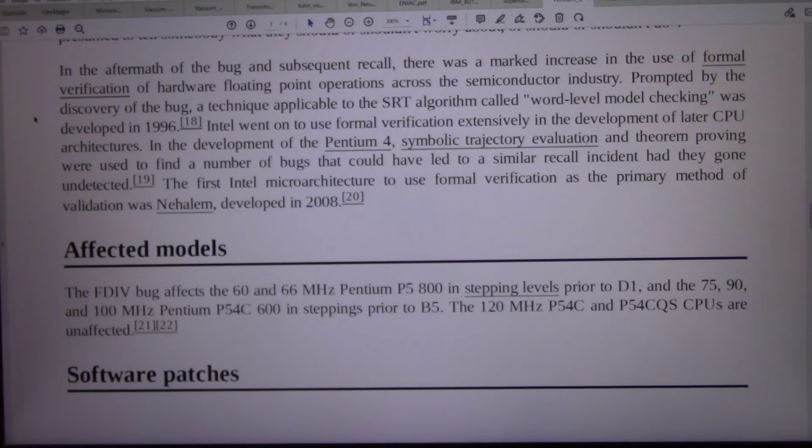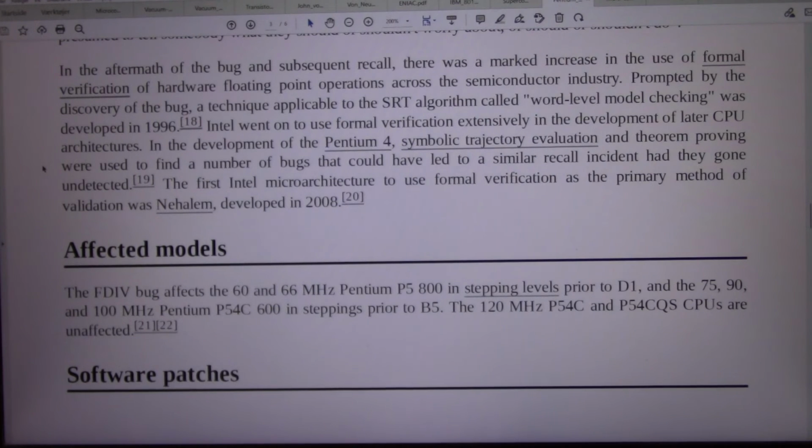Prompted by the discovery of the bug, a technique applicable to the SRT algorithm called word-level model checking was developed in 1996. 18. Intel went on to use formal verification extensively in the development of later CPU architectures. In the development of the Pentium 4, symbolic trajectory evaluation and theorem proving were used to find a number of bugs that could have led to a similar recall incident had they gone undetected.